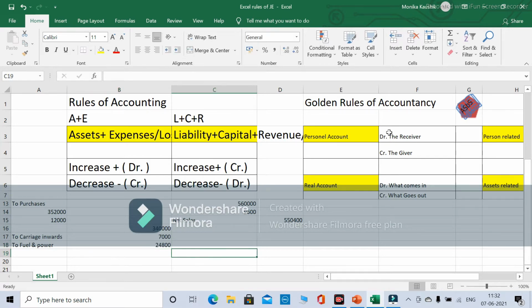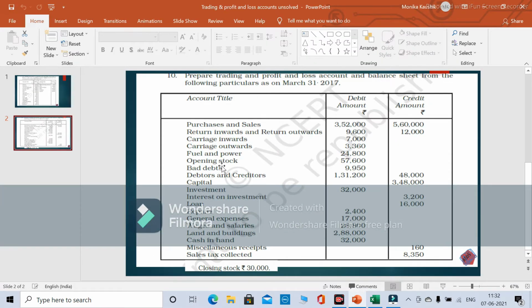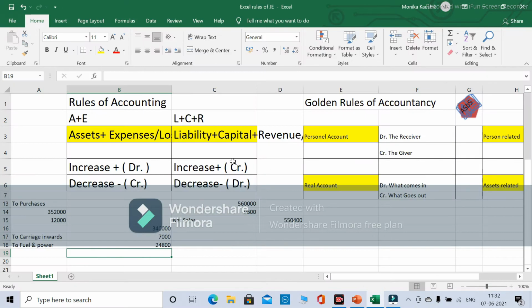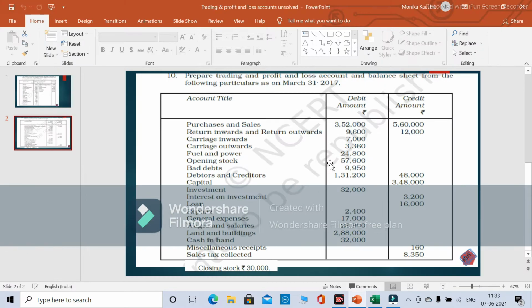Opening stock I have already considered. Let's check. Yes, 57,600. Now bad debts is part of the profit and loss account. Debtors and creditors are part of the balance sheet, capital balance sheet, investment balance sheet. Interest on investment is part of profit and loss income. Loan, balance sheet. Repairs is an indirect expense, it will go in the profit and loss account. General expenses, indirect expenses.